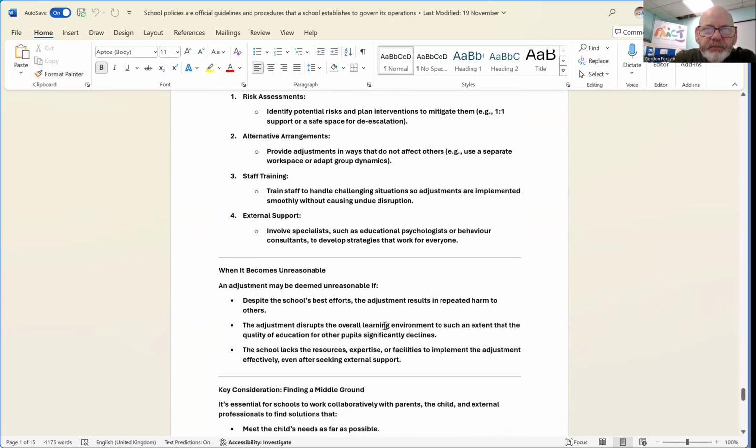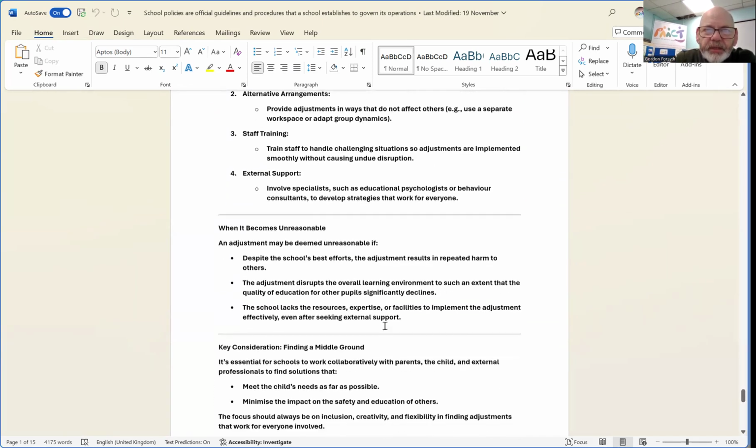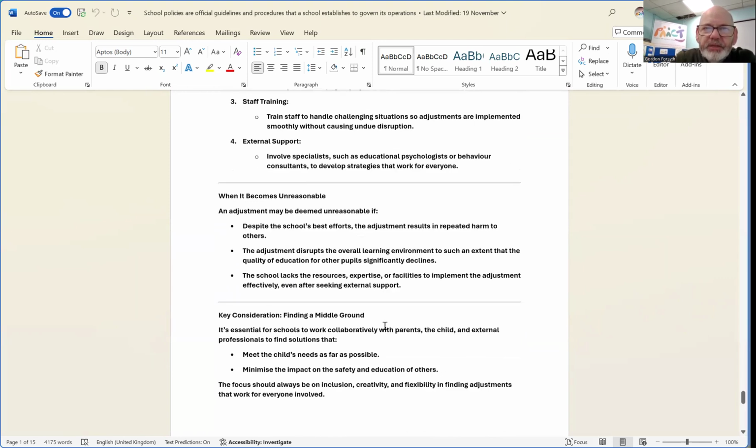Risk assessments identify potential risks and plan interventions to mitigate them, such as one-to-one support or a safe space to de-escalate. Alternative arrangements: provide adjustments in ways that do not affect others, such as using a separate workspace or adapting a group dynamic. Staff training: train staff to handle challenging situations so adjustments are implemented smoothly without causing undue disruption.